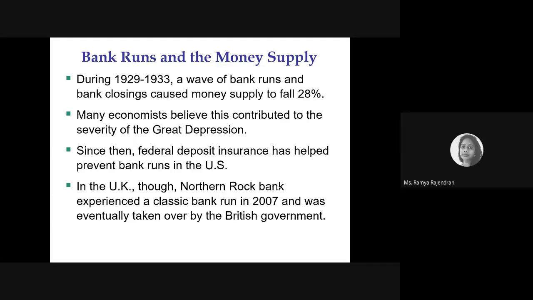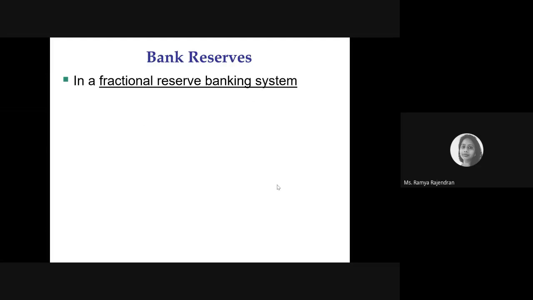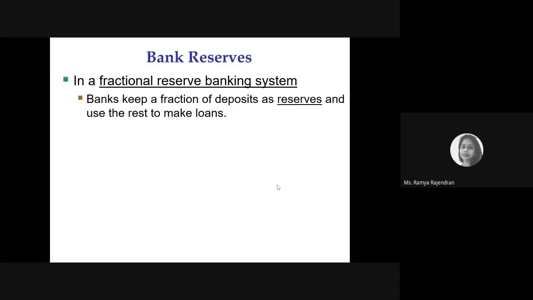Okay, so most people believe the Great Depression in the US in the 1930s happened because of the inefficient working of the banks. Okay, let's talk about how the bank reserve should be working.